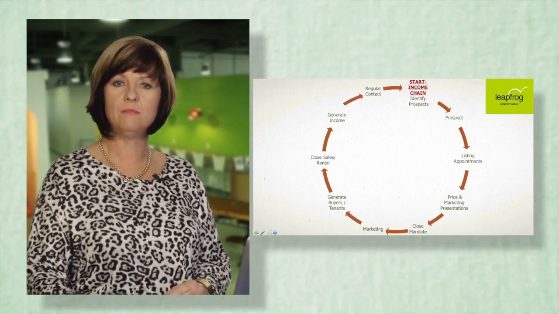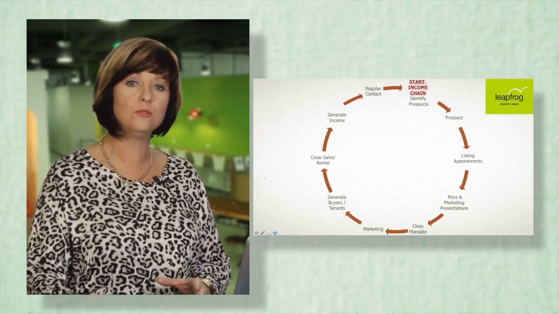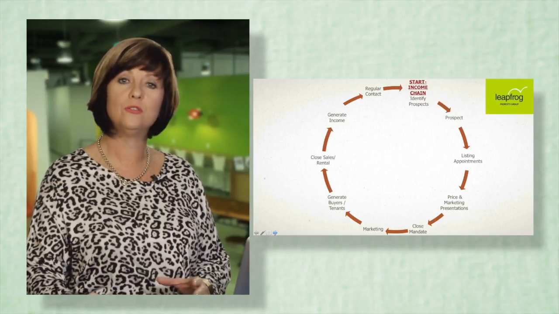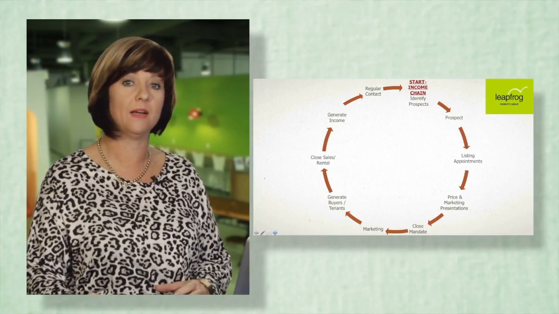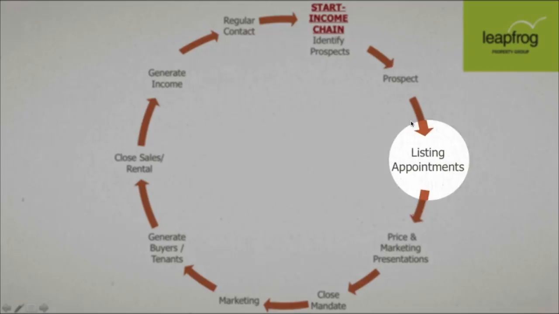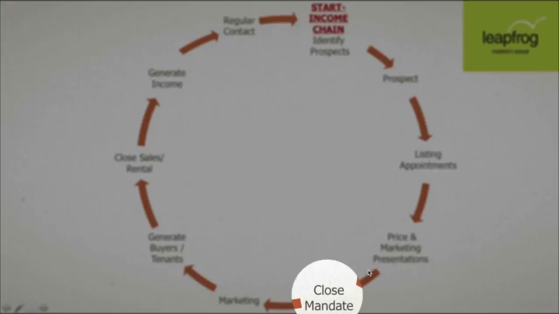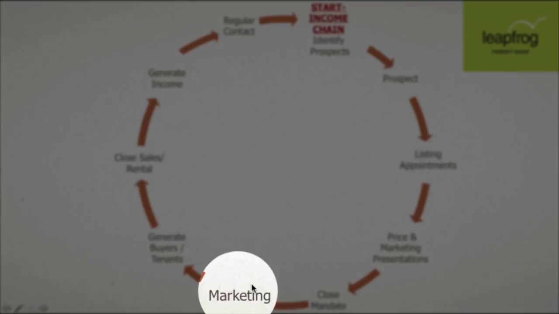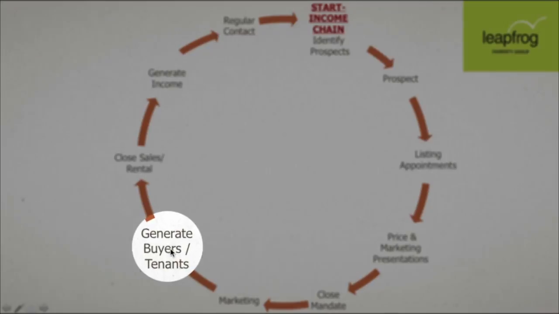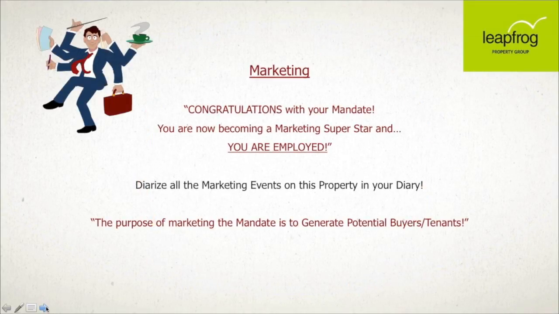Remember, our income chain is an ongoing cycle of activities that are managed or controlled by the salesperson in order to achieve the desired result or income. So, we started off with identifying our prospects and then we prospected them. We did our listing appointments, our price and marketing presentations, we closed the mandate, started our marketing activities, and from those marketing activities, we now start to generate our buyers or tenants. So let's see what's next.